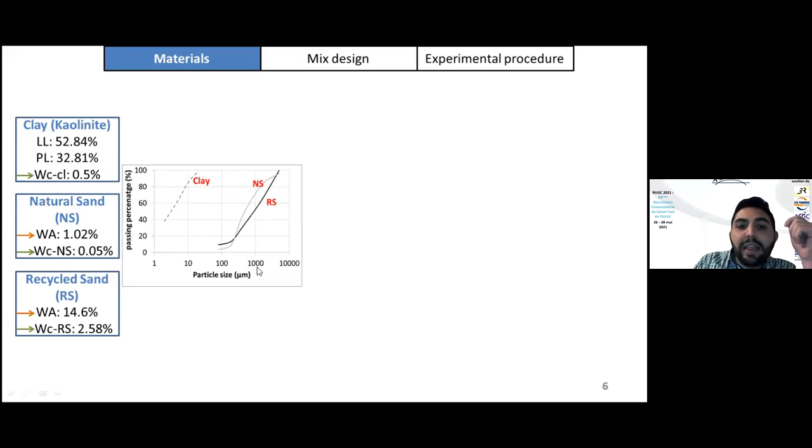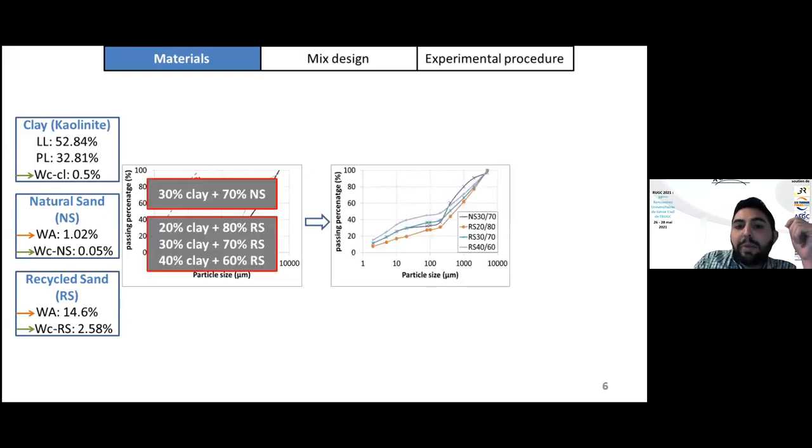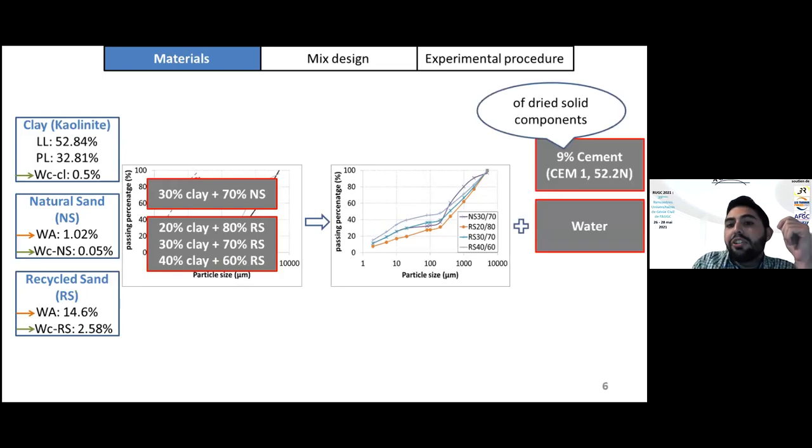Here we can see the particle size distribution of each component. 30% of clay was mixed with 70% of natural sand. In addition, 20, 30, and 40% of clay were mixed with the relative amount of recycled sand accordingly to form the following clay-sand mixtures. Each mixture was stabilized by 9% of cement of dry components.